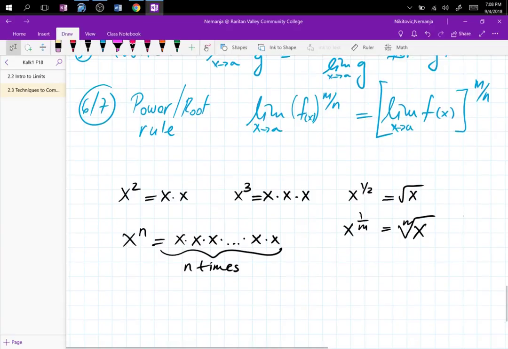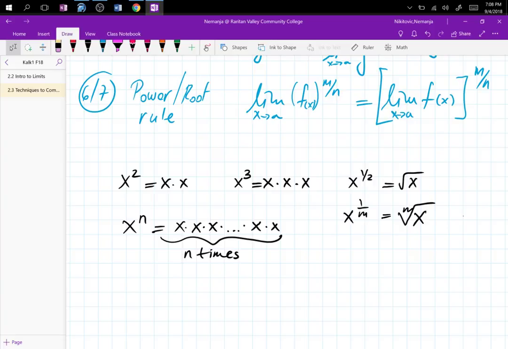So this is where that last line, 6 and 7, which I combine, comes in. It all depends on what you have as your exponent. If you have a fraction in the exponent, then you have the order of the root and the order of the exponent. So if you have, let's say, x to the 7/4, this means the 4th root of x to the 7. That's what it means.